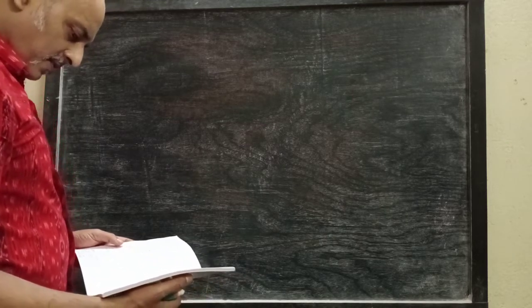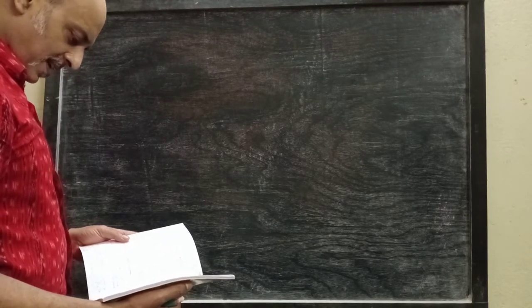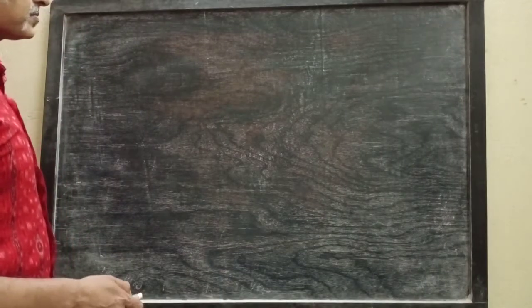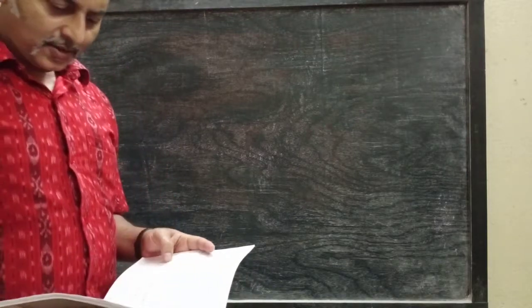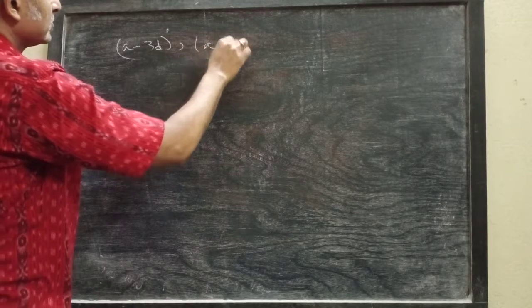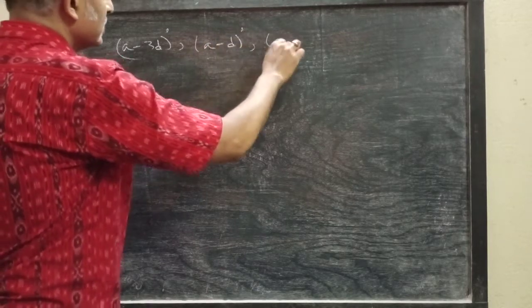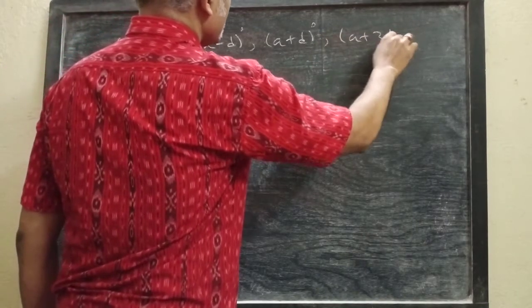The angles of a quadrilateral are in AP and the greatest angle is of measure 120 degrees. Express the angles in radians. You know there are four angles of a quadrilateral and according to the question they are in AP. So let us consider the angles in this way. Say the angles are A minus 3D degrees, A minus D degrees, A plus D degrees and A plus 3D degrees.